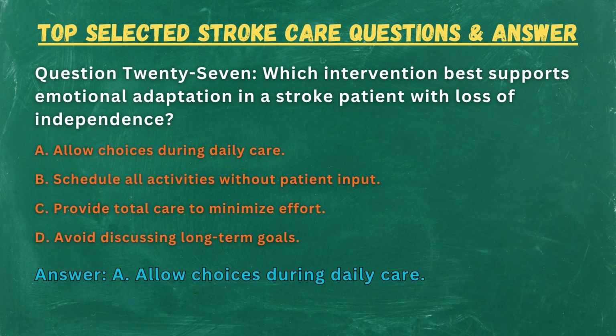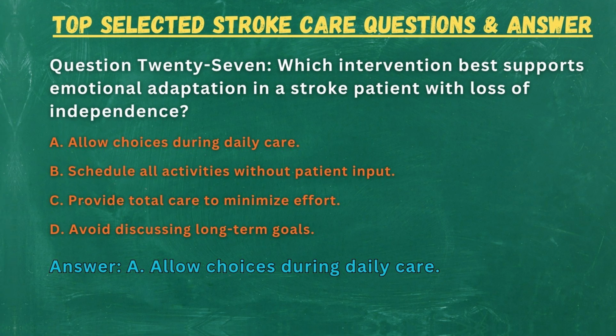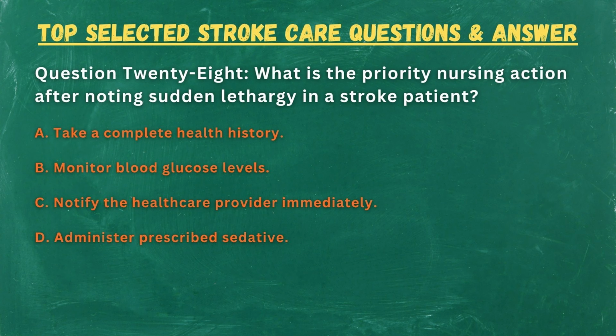Answer: A. Allow choices during daily care. Question 28. What is the priority nursing action after noting sudden lethargy in a stroke patient? A. Take a complete health history. B. Monitor blood glucose levels. C. Notify the healthcare provider immediately. D. Administer prescribed sedative.